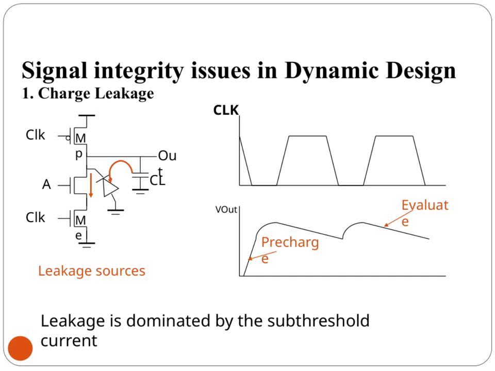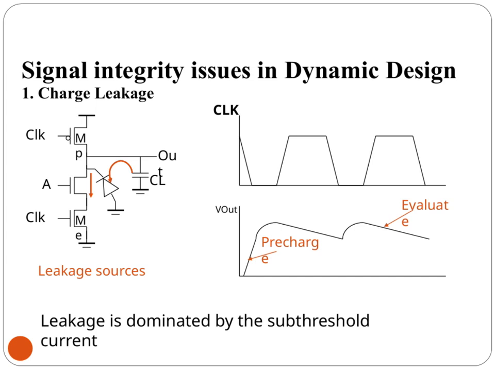To understand this better, consider the clock signals, labeled as CLK, which control the timing of the pre-charge and evaluate phases. During the pre-charge phase, the dynamic node is charged to a certain voltage level. Then, in the evaluate phase, this charge determines the output state. However, if charge leaks away before evaluation completes, the output may not reflect the intended logic.